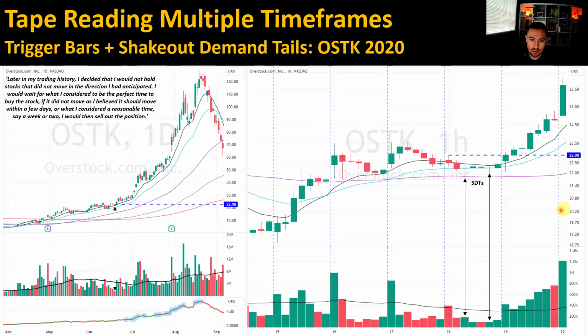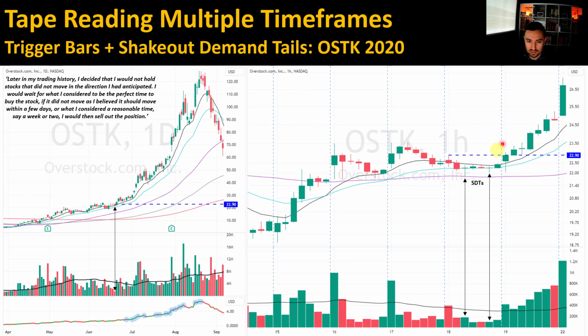Tick. Really good. OSTK. This is one here, went on a mega move. This is where I bought it in here. So tight trigger bar, I then messed up the trade management for this, but tightness in price here. Look how the volume dries up as well coming through. And then when I break this bar down here, so we're looking at this trigger bar over here on the daily chart, looking at it on the 1 hour chart.